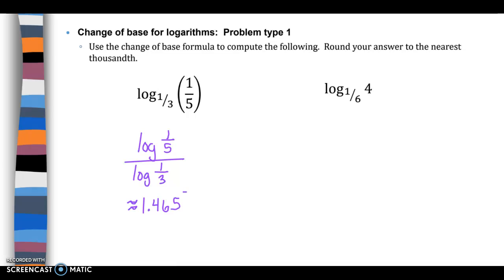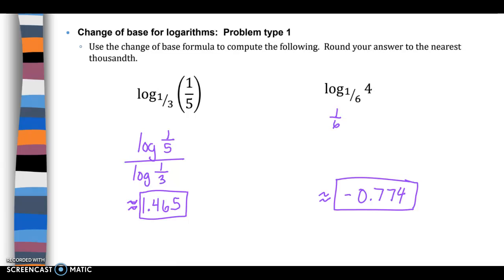These are all approximations. They're not actually going to be equal because we get some decimals, right? And for this one, I want you guys to do on your own and eventually get to this answer: negative 0.774. Why would we have a negative number? Well, this is 1/6 raised to what power? It's going to equal 4. So a fraction needs to be raised to a negative number in order to equal a bigger positive number. That is change of base formula.